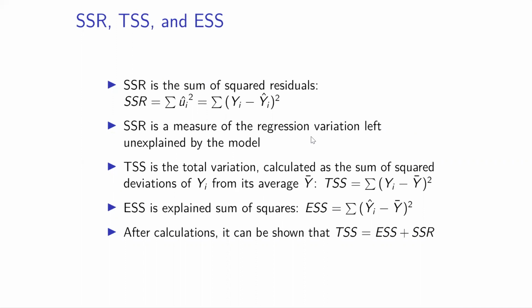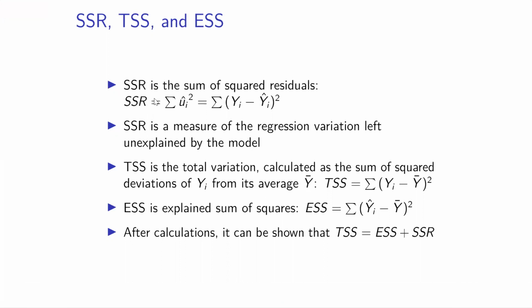How do we formalize a measure to quantify the goodness of fit in the model? Before we introduce the fit measures, we need to define a few things. The first one is SSR, or sum of squared residuals. Recall that residual is defined as the difference between the actual y and predicted y. If you square the residuals and then sum up all the squared terms, then you have SSR.